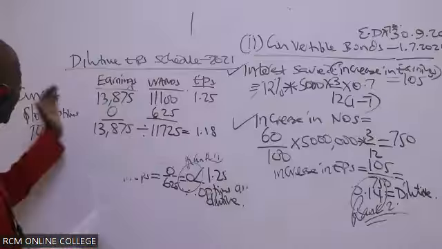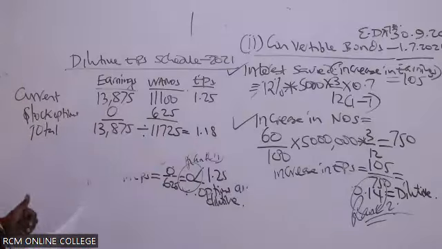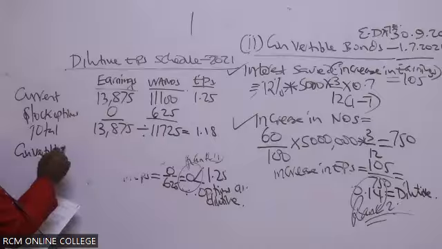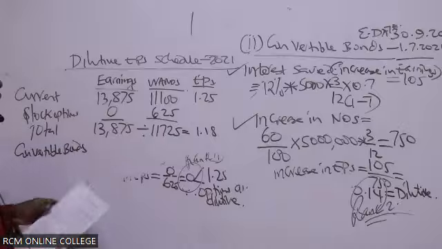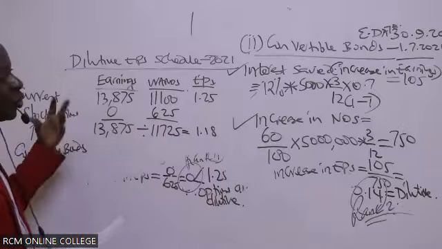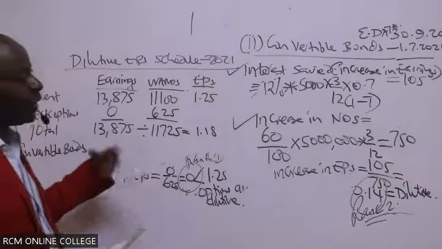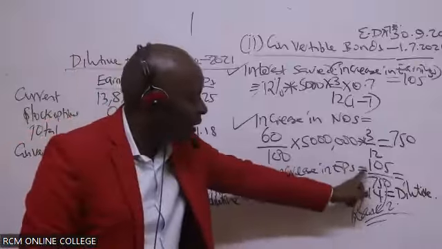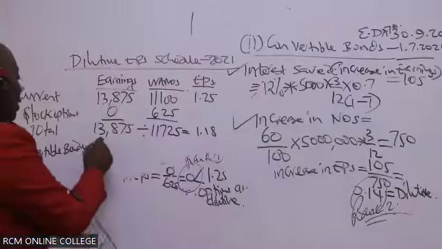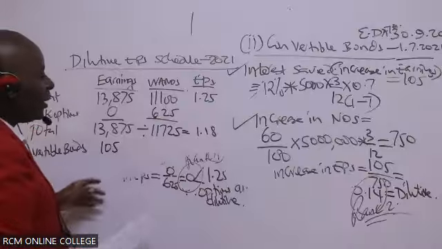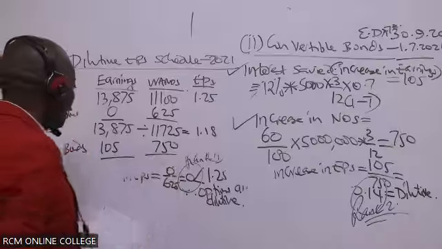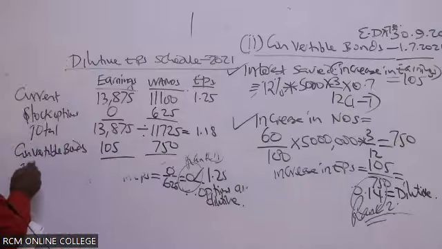We have another dilutive instrument. This other dilutive instrument, ladies and gentlemen, is known as convertible bonds. Were these convertible bonds able to generate any earnings for us? So the convertible bond earnings are 105, and the shares they are giving us are 750. Give us the total.